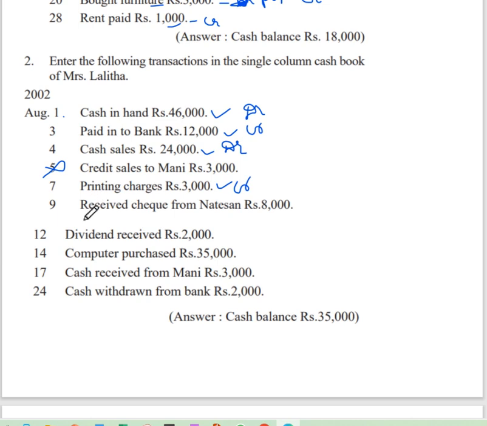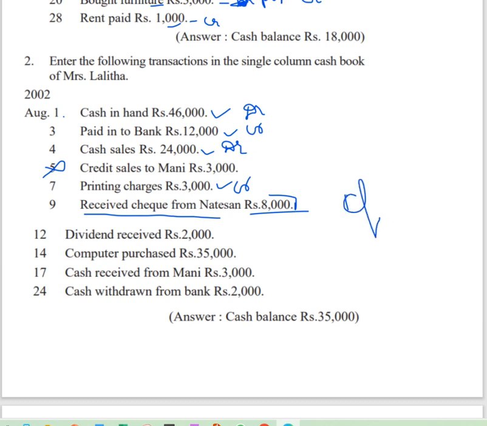Now, there is one transaction that says received check from Natation, rupees 8,000. So what do we need to do with this transaction? We need to consider this transaction as received check. We consider this as check received, check in hand.